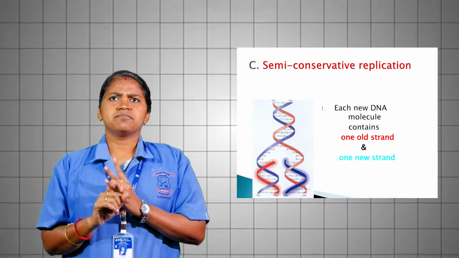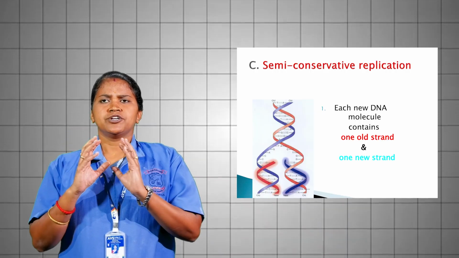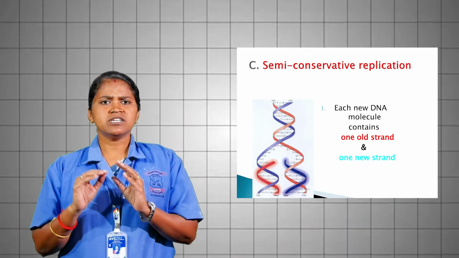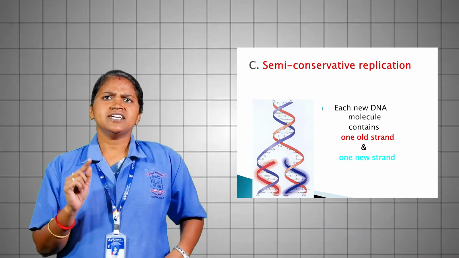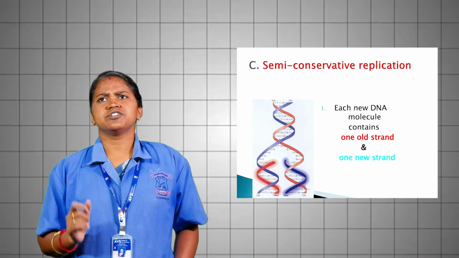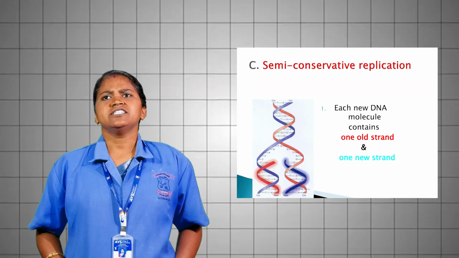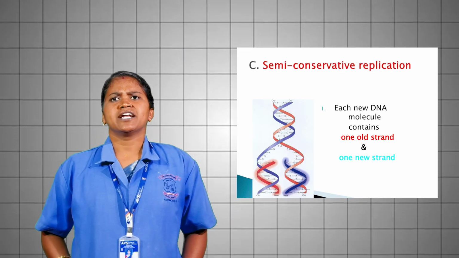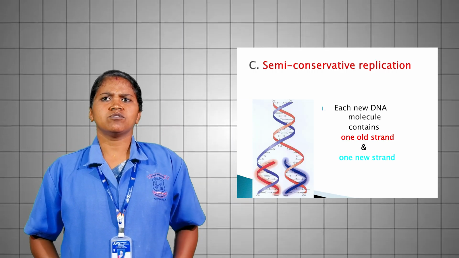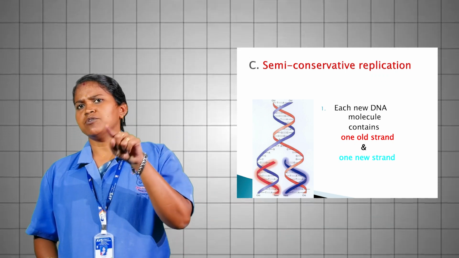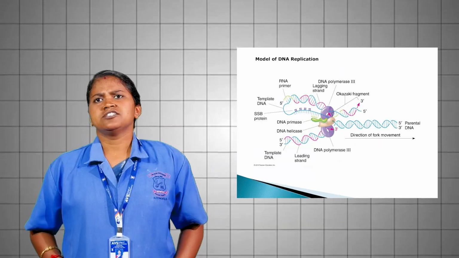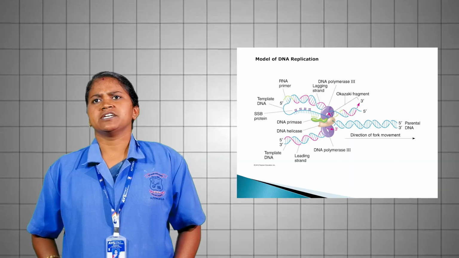DNA replication is nothing but duplication, or the newly synthesized DNA is called DNA replication. DNA replication is a semi-conservative method. Each new DNA molecule contains one old strand and another newly synthesized DNA strand. The picture shows only the newly synthesized DNA strand. This picture shows the model of DNA replication.